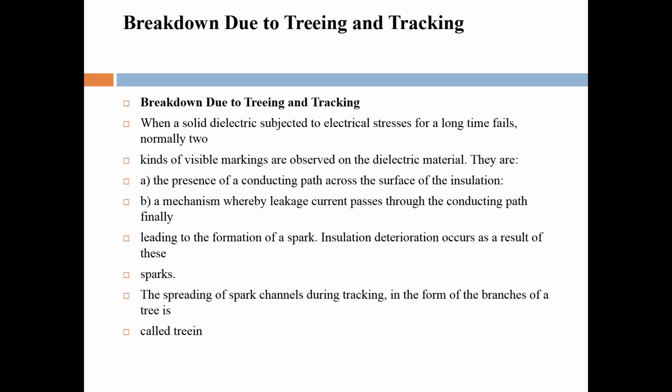When a solid dielectric is subjected to electrical stress for a long time, normally two kinds of visible markings are observed on the dielectric material. First, the presence of a conducting path across the surface of the insulation. And second, a mechanism whereby leakage current passes through the conducting path.